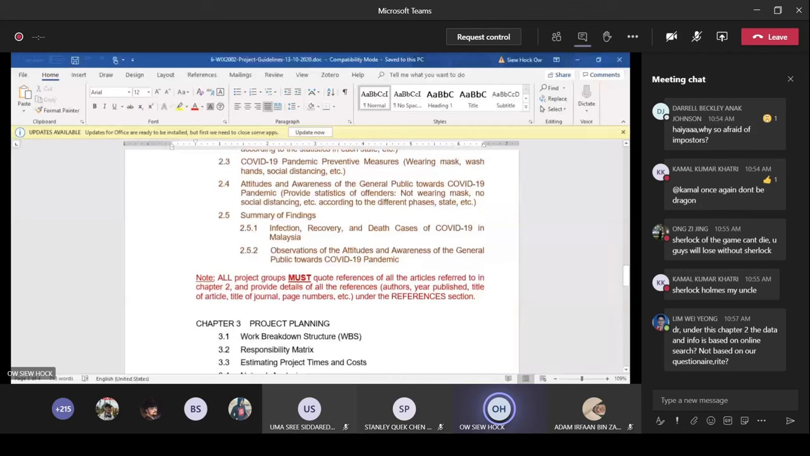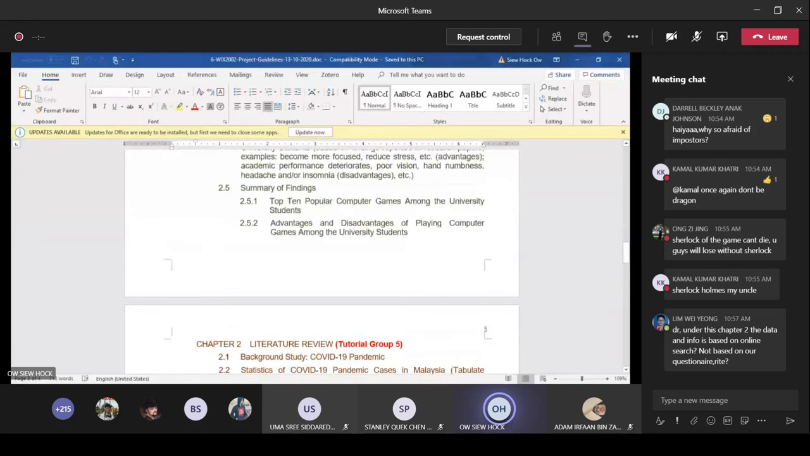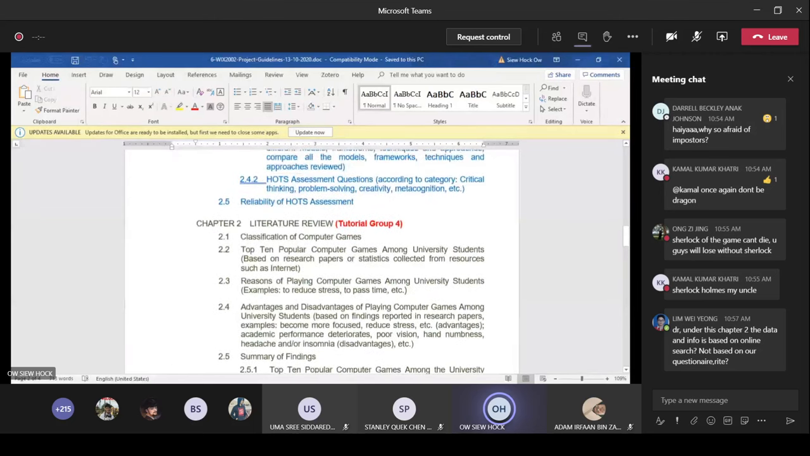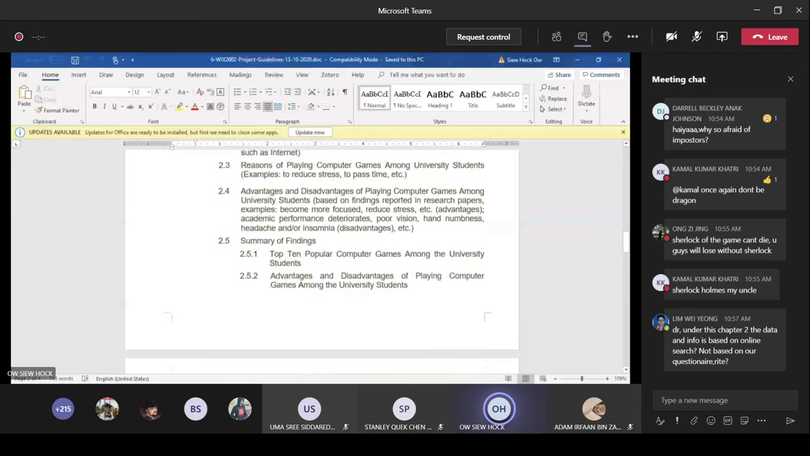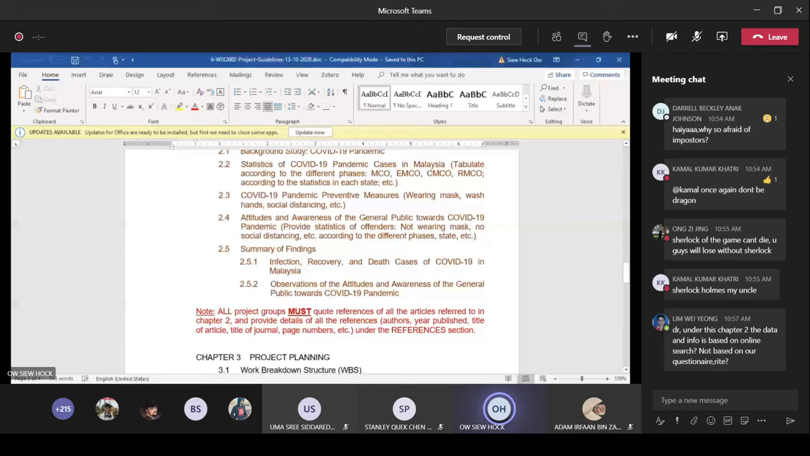Okay, understand? Okay, so you can start with chapter 2 first. And you ask your team members, if there are no more changes in groups, you can start assigning and divide the workload equally. Remember, this is a literature review. So you need to jot down the details of the references. And I'll teach you how to quote the references. Okay, any questions so far?